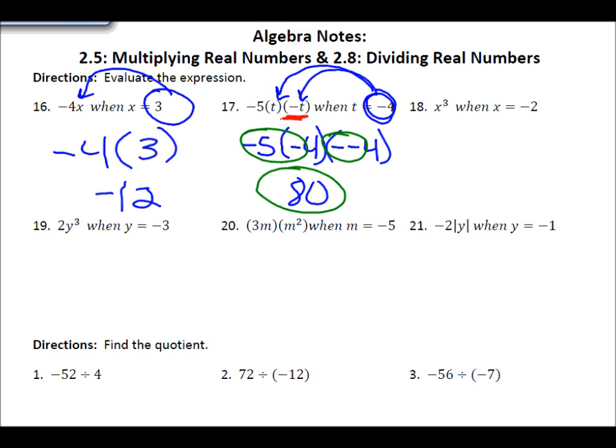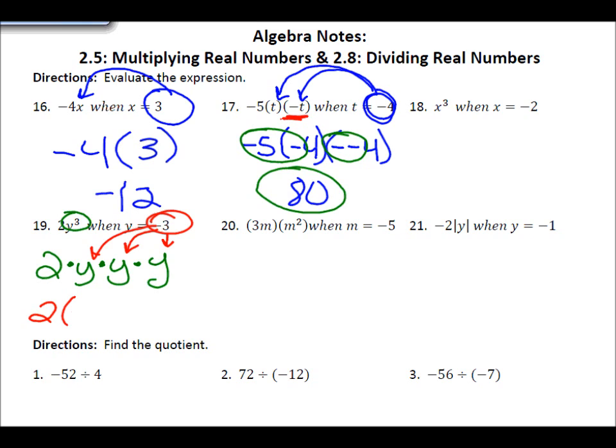Let's do number 19. So number 19, we have that exponent like we did before. So we really should write that out. So I have 2 times y times y times y. And we're going to take our y, which is -3, and we're going to plug it into each of these y's. Okay, remember I'm doing this so that I can see the number of negatives that I have. If I keep it up in this original problem, I will only see 1 negative, not the 3 that are actually there.